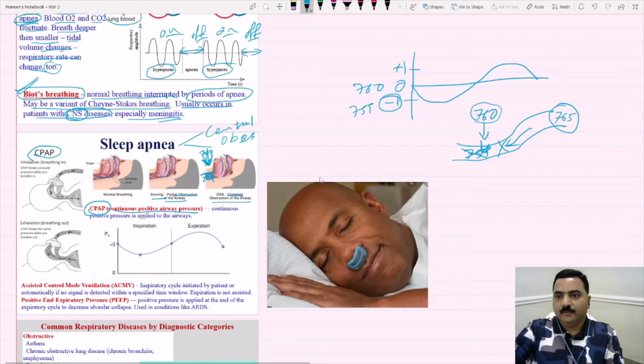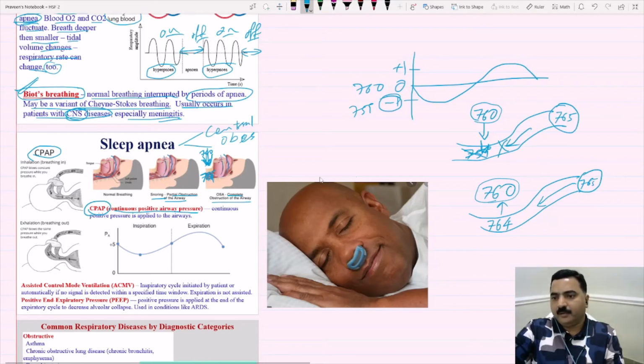So when you want to inspire, for example, this is your nose. Here it is now 765, and here above this is like 760. So for inspiration to happen, the pressure will drop from 765 to 764, but this is still more than 760. So no collapse will happen, and the air will easily flow.